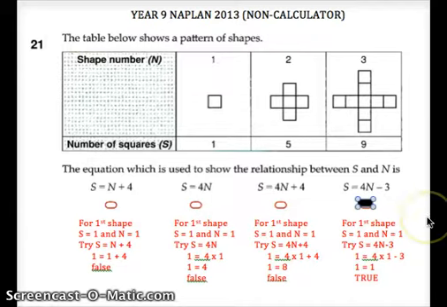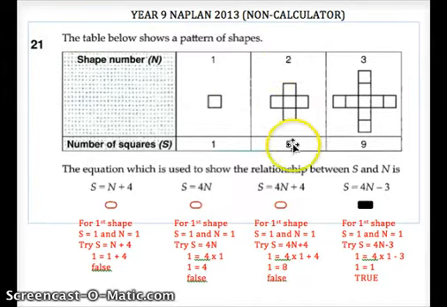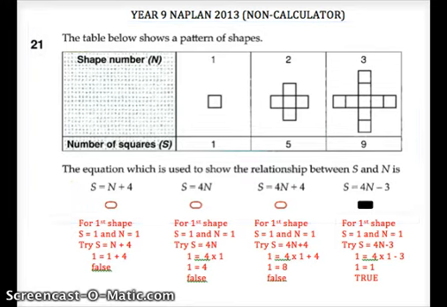Now you could have used S is 5, n is 2, or S is 9, n is 3, for all of these different formulas to see which one worked. And you would have ended up with the same answer.